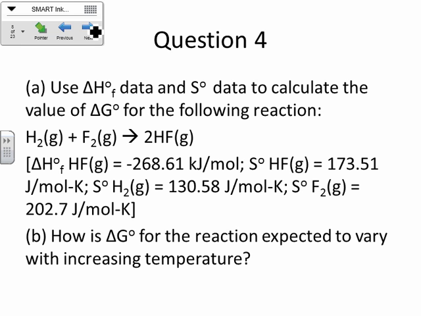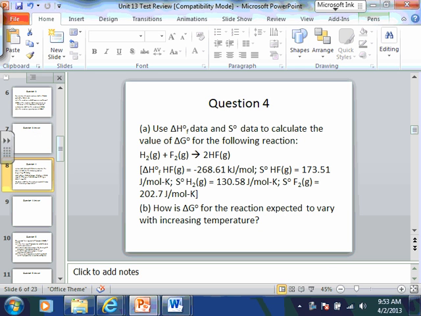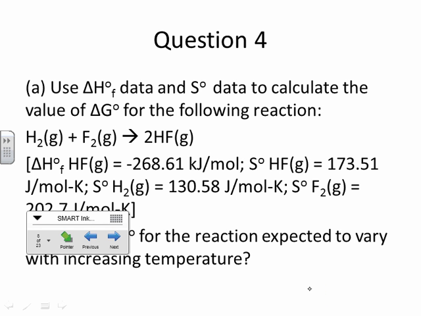Use the delta H formation data and S data to calculate the value of delta G for the following reaction. And then how is the delta G expected to vary with increasing temperature? Let's go through this one quickly.